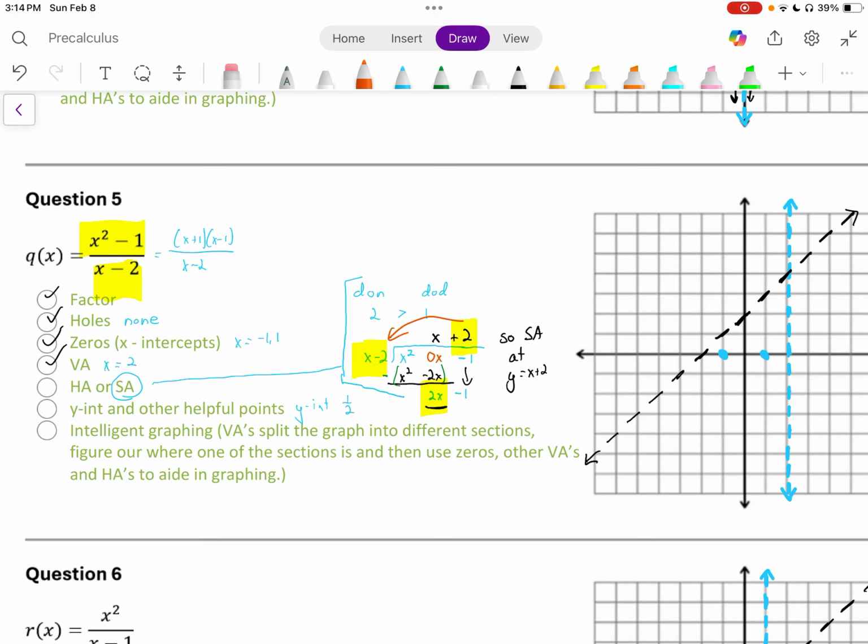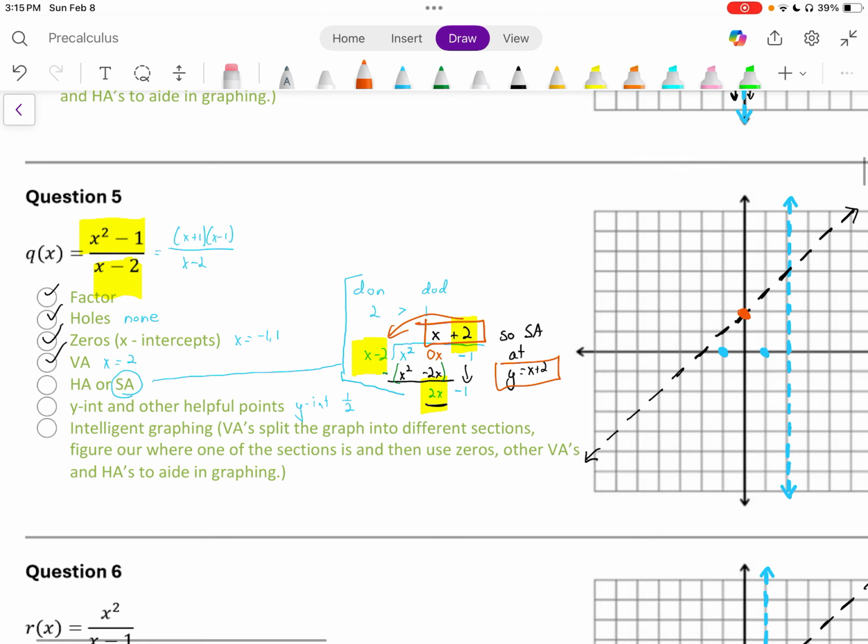And so our slant asymptote is at y equals x plus 2. So that's why I have that black slant asymptote in there. It's at y equals x plus 2. We start at 2 on the y-axis, and then we have a slope of 1, so up 1 over 1. So that's our slant asymptote.